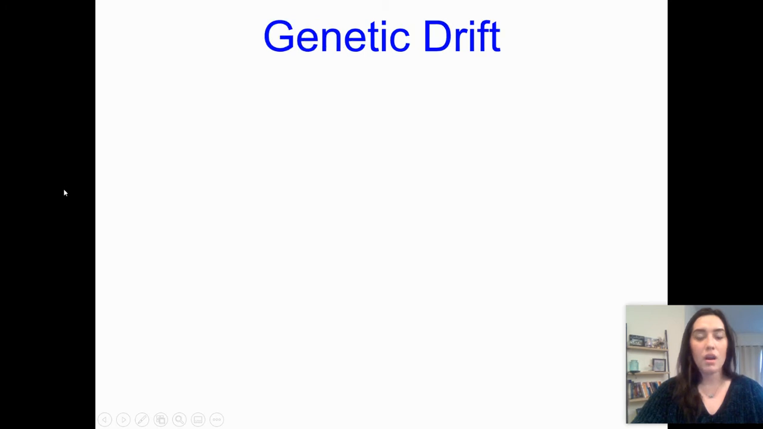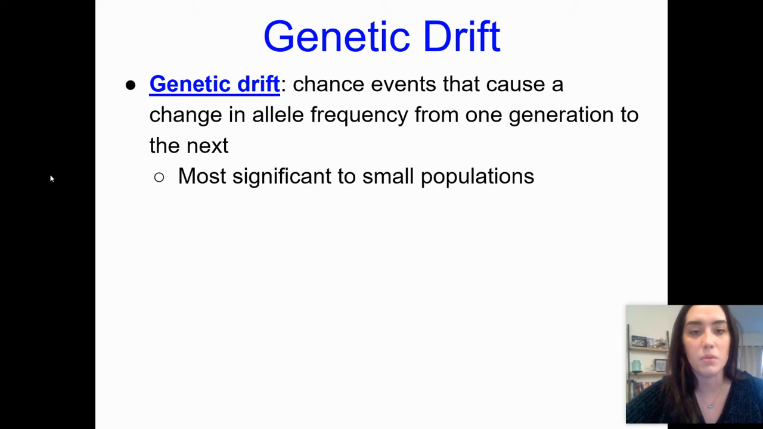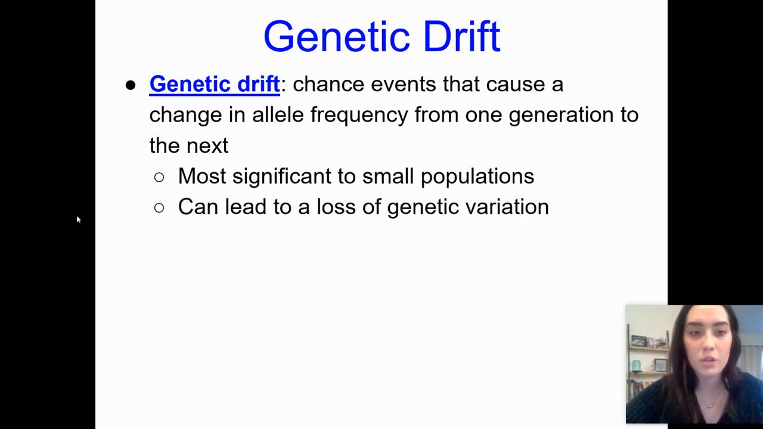Okay. So genetic drift is one of our ways for genetic diversity. This is chance events that cause a change in allele frequency from one generation to the next. And this could be a number of different things, and we'll talk about a few different examples. This is most significant in small populations because things that are chance will have more of an impact. So let's say a fire or something will have much more of an impact on a small population than it would on a large population.